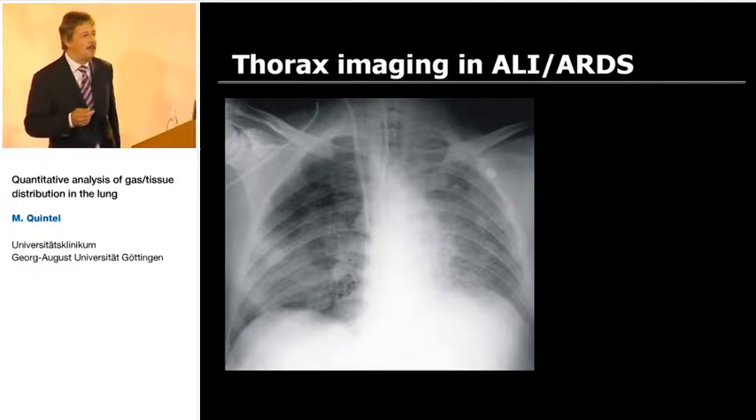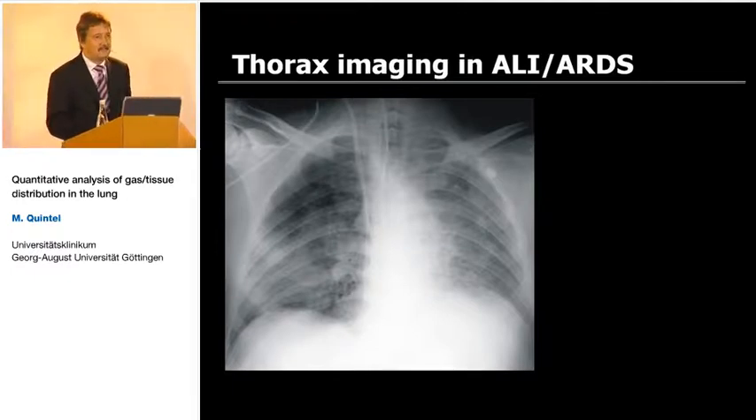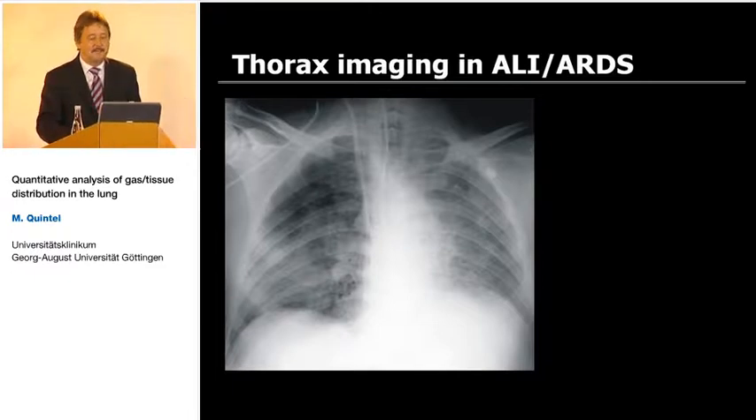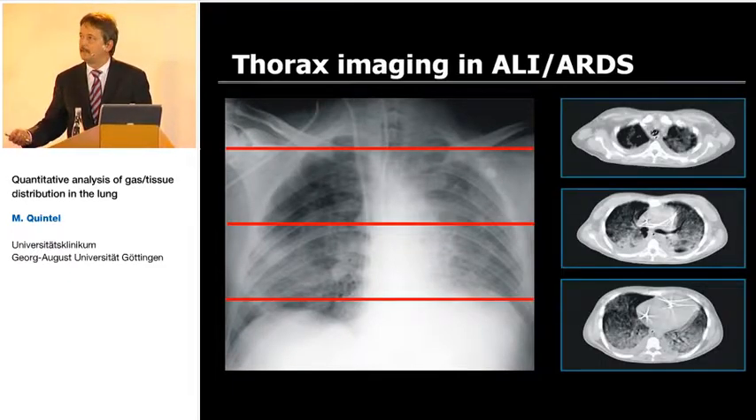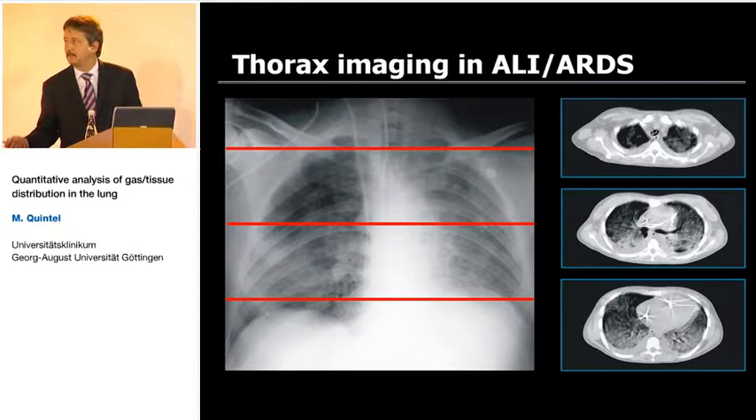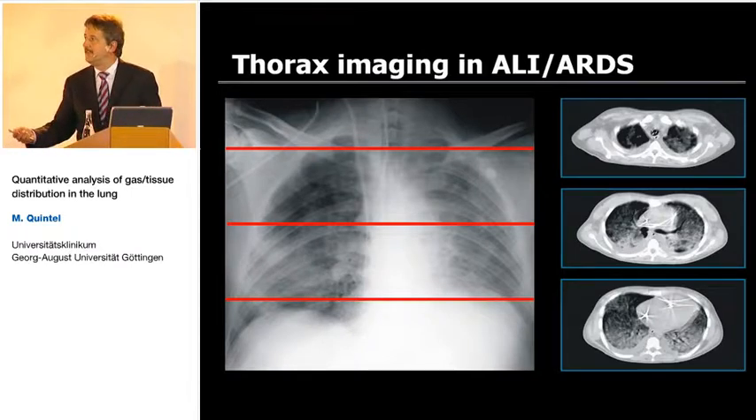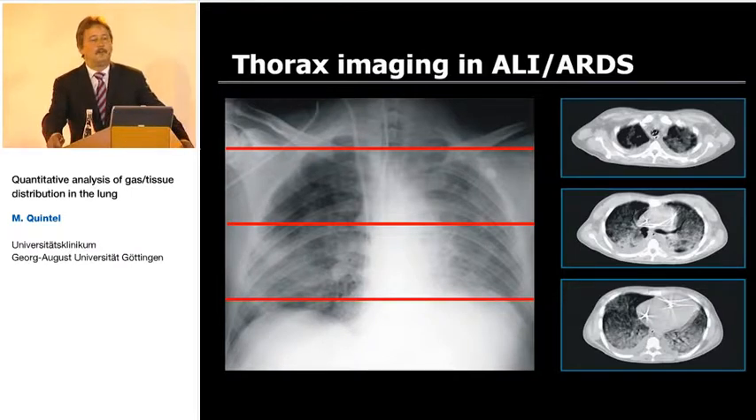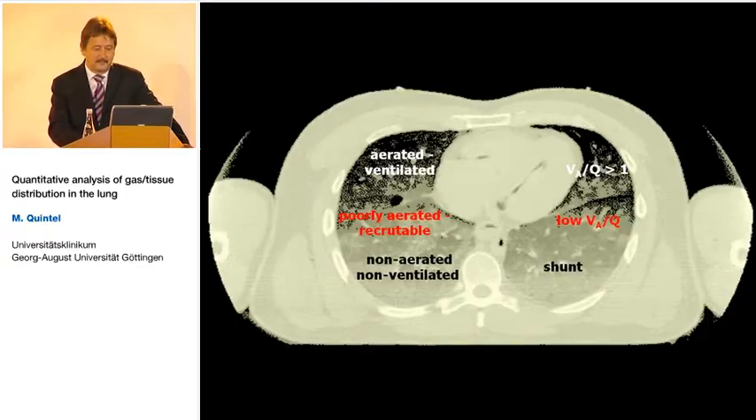I would just point out that up to this point, the only thing that was available was the chest X-ray. And we know now from the application of CT scans that it makes a large difference whether you look at a normal thorax X-ray, or at the CT at different levels, starting from the apex and going down to the diaphragm.